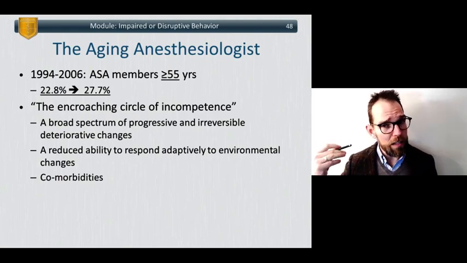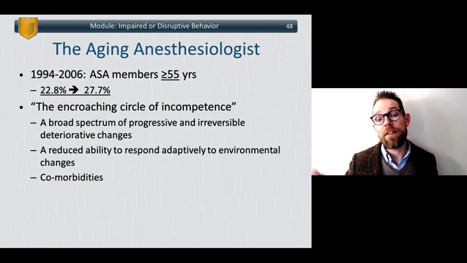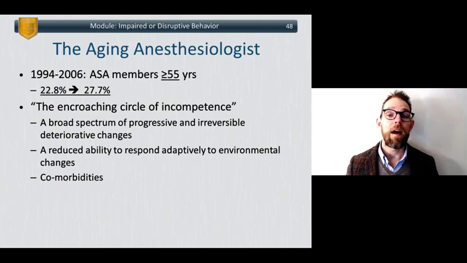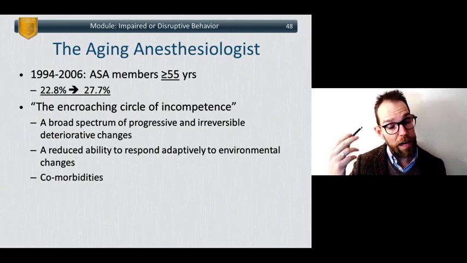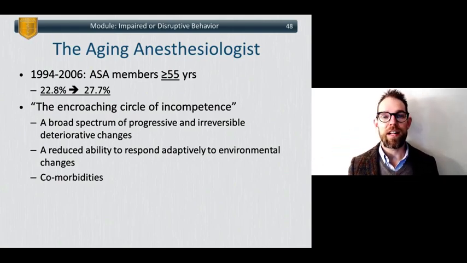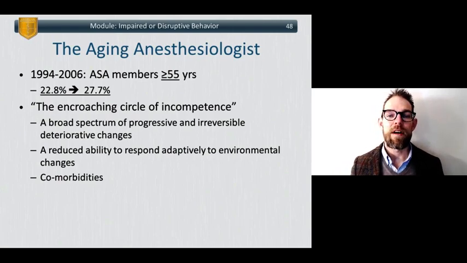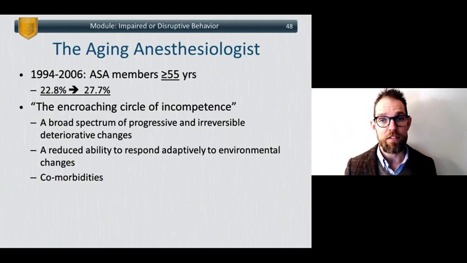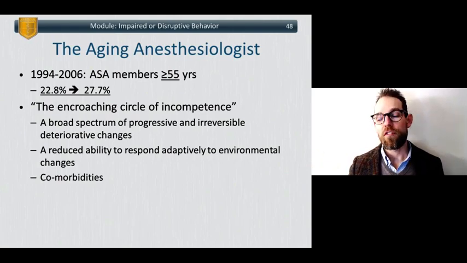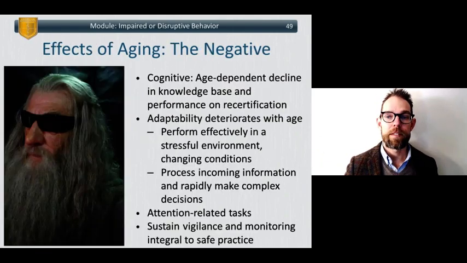And some of those thoughts, while incorrect, are grounded in the idea that there are progressive and irreversible neurologic and mental capacity changes as well as technical changes, a reduced ability to respond adaptively to environmental changes, and other comorbidities which become more common as a person gets older and somehow worsen a person's performance.